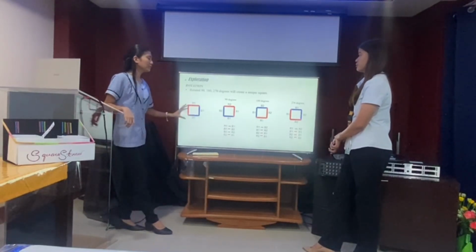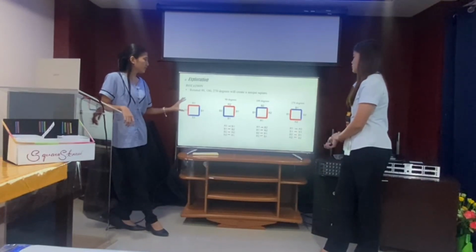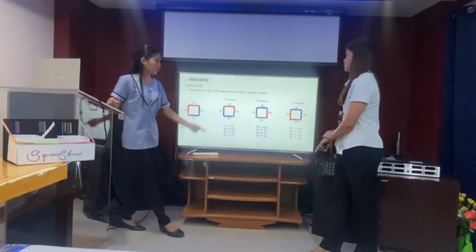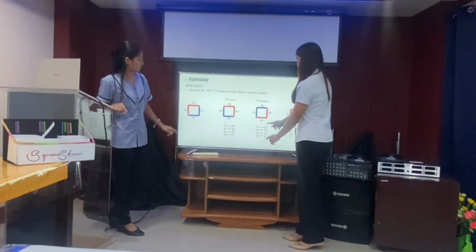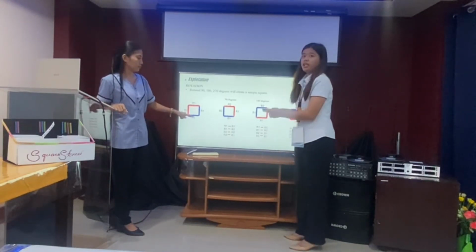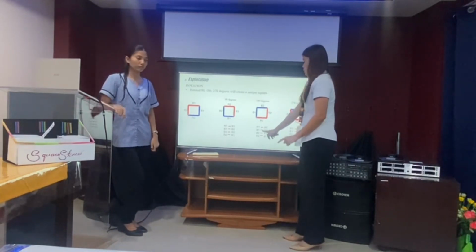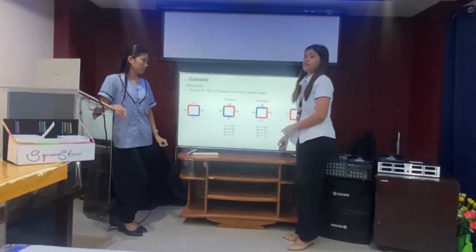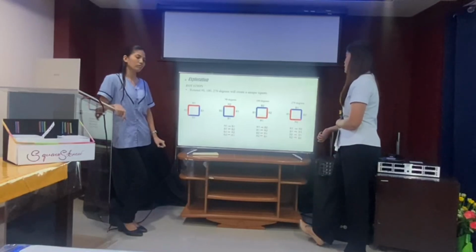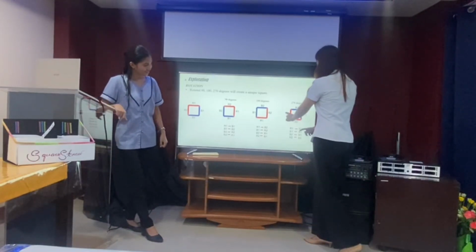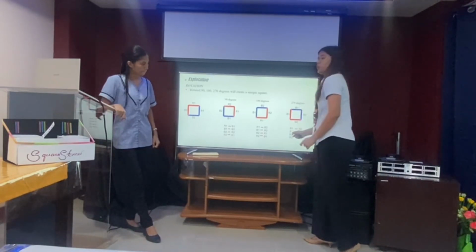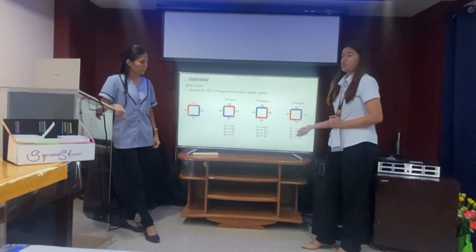And if the original square is rotated 180 degrees, R1 goes to B2 because of the 180 degrees. And then the other side is the same. And next, if rotated 270 degrees, R1 goes to R2, since it is 270 degrees.